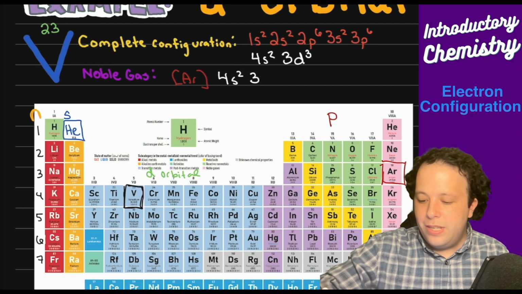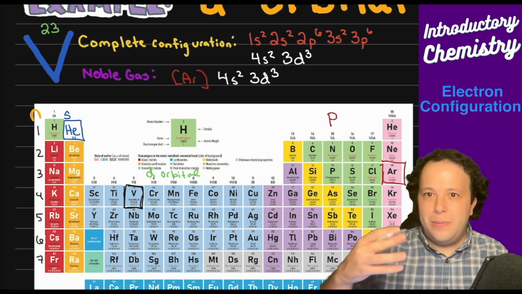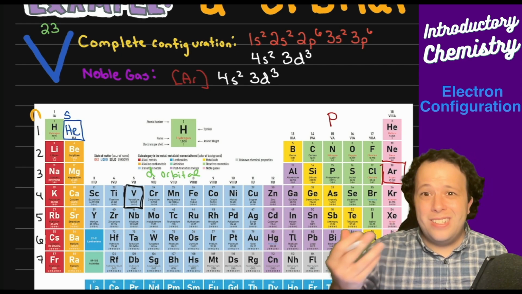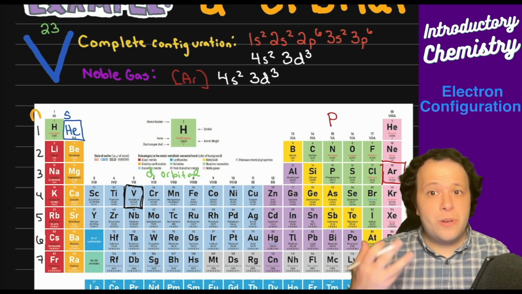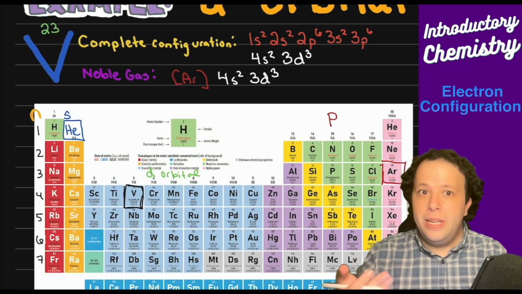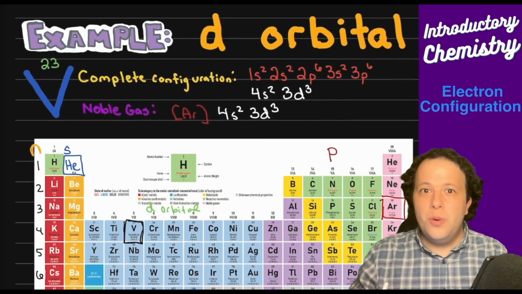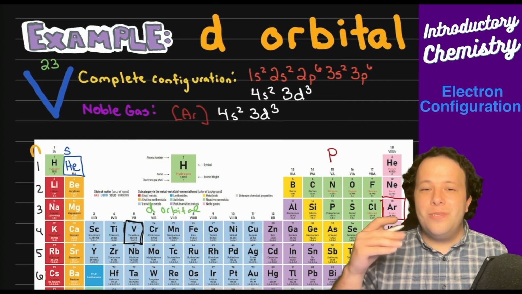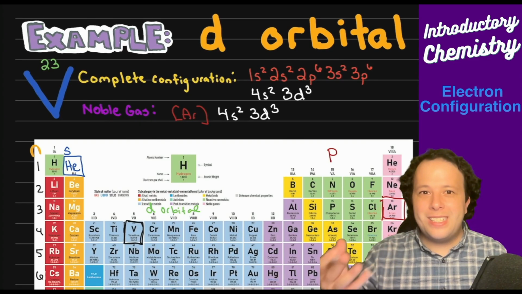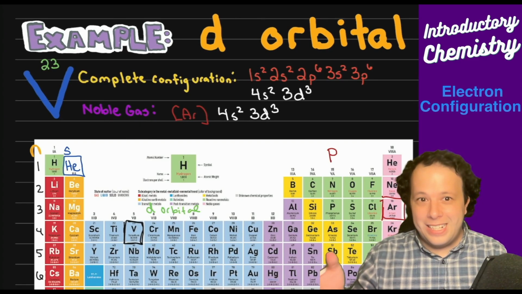Now, the cool thing about this is it makes it a lot easier. It's easier to write, it's quicker, but it all depends on your homework and your exams. So exactly what are you being asked? If it says complete or full configuration, write the full one out. If it's noble gas, save yourself the time and the energy and the anxiety.